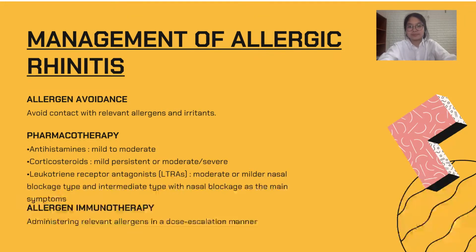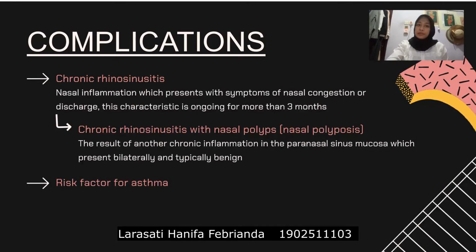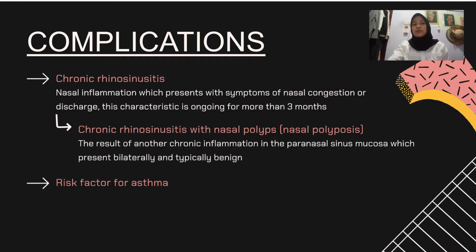Thank you. Next. So hello, my name is Laras and my number is 103, so I will explain about complications. The first one is chronic rhinosinusitis. This is a nasal inflammation which presents with symptoms of nasal congestion or discharge. This is ongoing for more than 3 months, but it could also become chronic rhinosinusitis with nasal polyps or nasal polyposis. That is the result of chronic inflammation in the paranasal sinus mucosa, which is present bilaterally and typically benign. But allergic rhinitis could also be a risk factor for asthma.